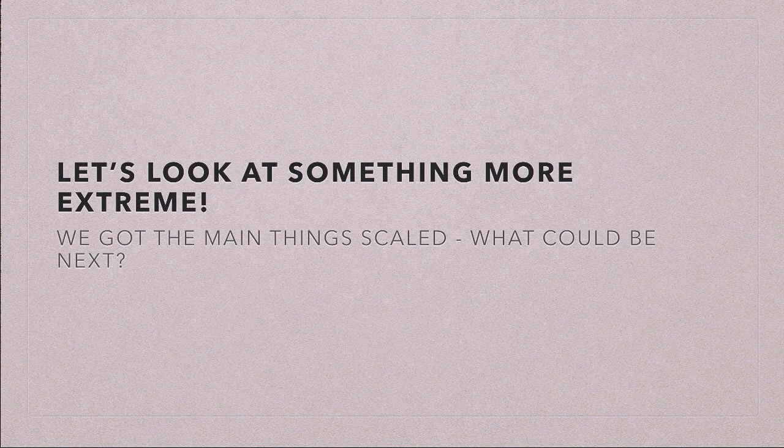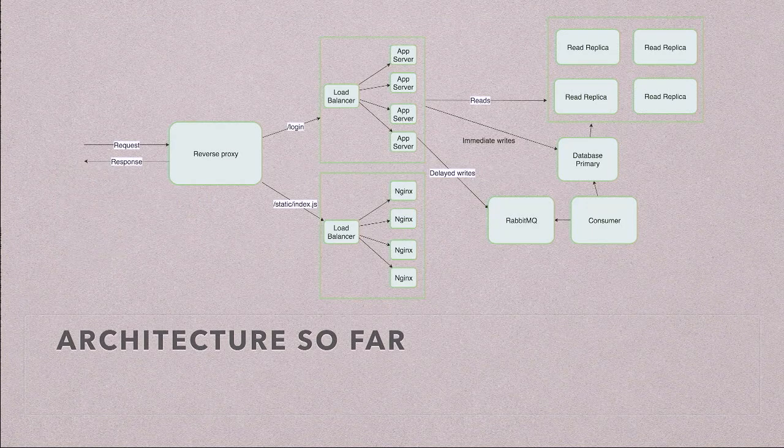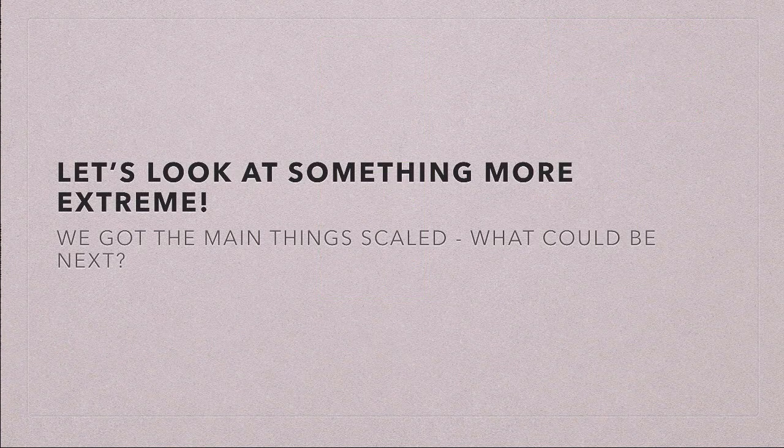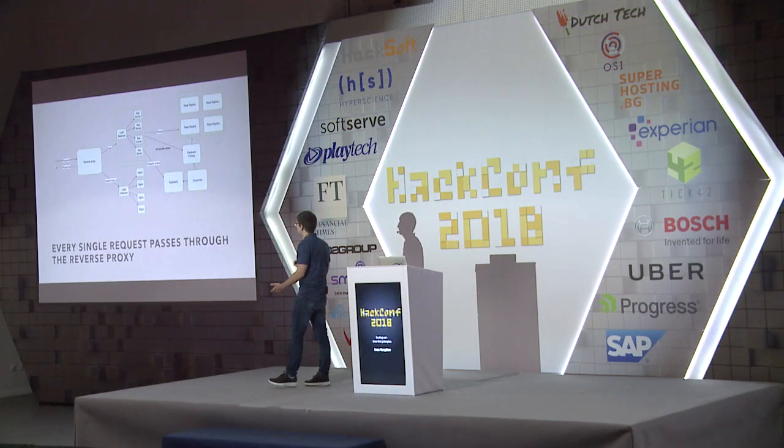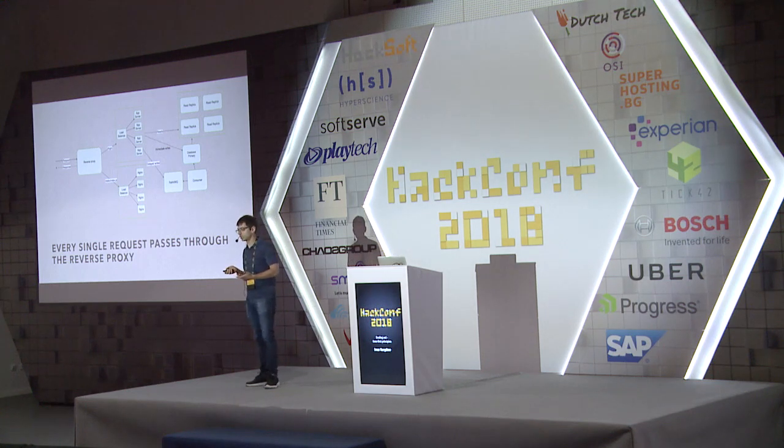So for fun, let's look at something a bit more extreme. We got the main thing scaled. We got the database, we got the application code, we got the static asset serving. So what could be next? What could be our next problem? Just hypothetically, let's look at the reverse proxy. Now, the handling of all the requests is very nicely scaled up, but every single request still passes through the reverse proxy. So it makes sense that the reverse proxy might actually become a bottleneck at some point.